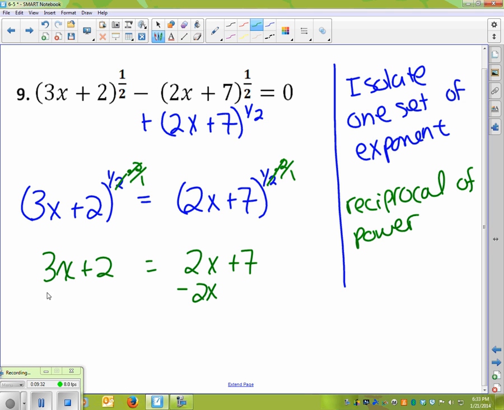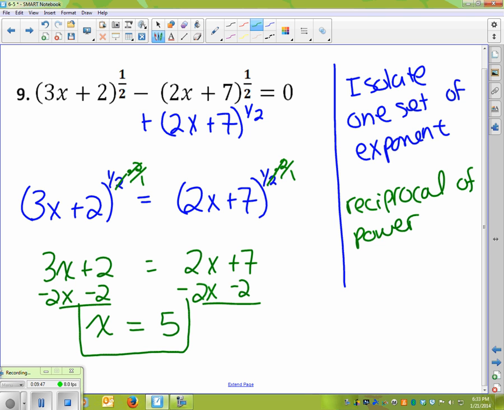I'm going to subtract the 2x. I'm going to subtract the 2, which gives me 3 minus 2 is x. 7 minus 2 is 5. I have one solution, so I don't really have to check for extraneous solutions because there are no extra solutions that came up.